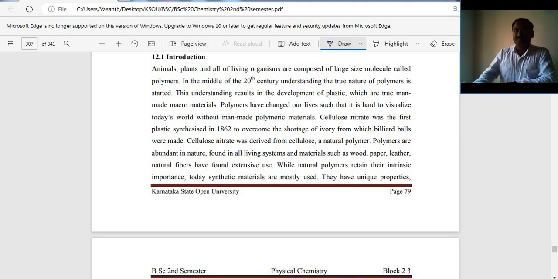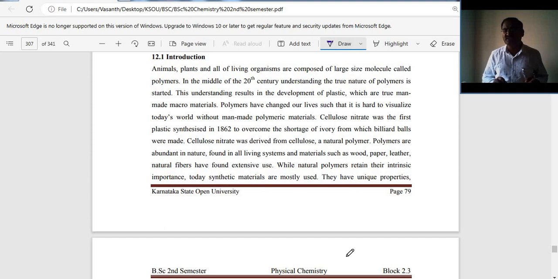Polymers means many molecules joined together to form long chain or branched chain molecules. That is called what? Polymers. The polymers are high molecular weight molecules. The molecular weight is more than 10,000 units. That is called what? Polymers. Polymers are available widely in nature. Animals, plants, and all living organisms are composed of these large size molecules. That is called what? Polymers.